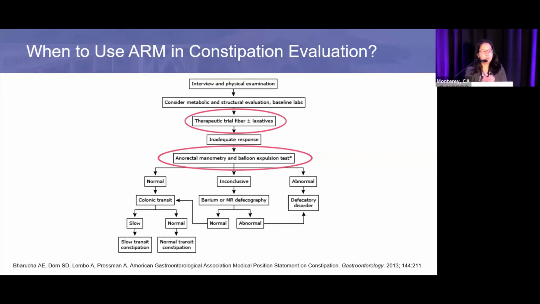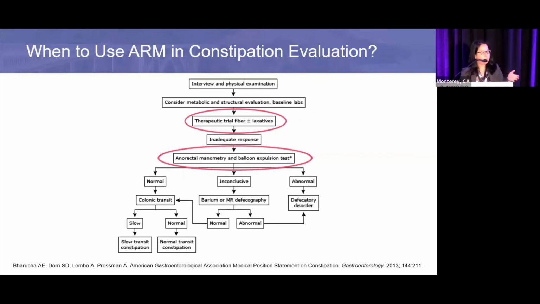So it's very, very important. Sometimes a patient may have diarrhea due to overflow incontinence or overflow constipation. So I can't emphasize how much we really need to ask them about these questions. After a good interview and physical exam, you want to consider metabolic and structural evaluation, baseline labs, thyroid, CBC, all that. And then actually start them on therapeutics.